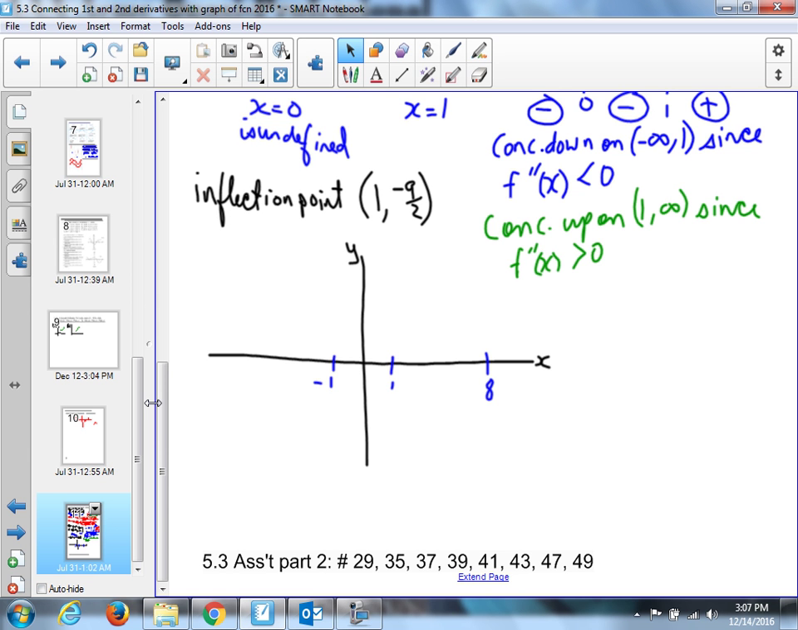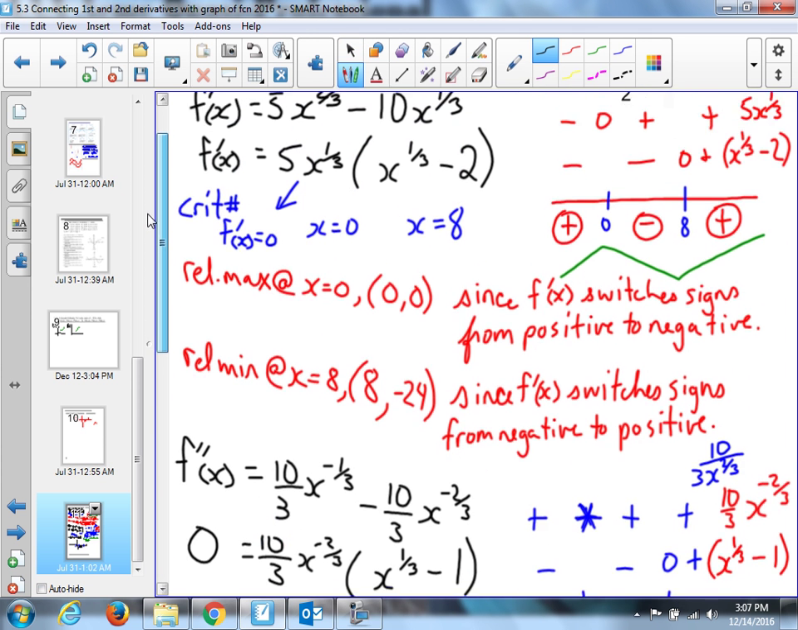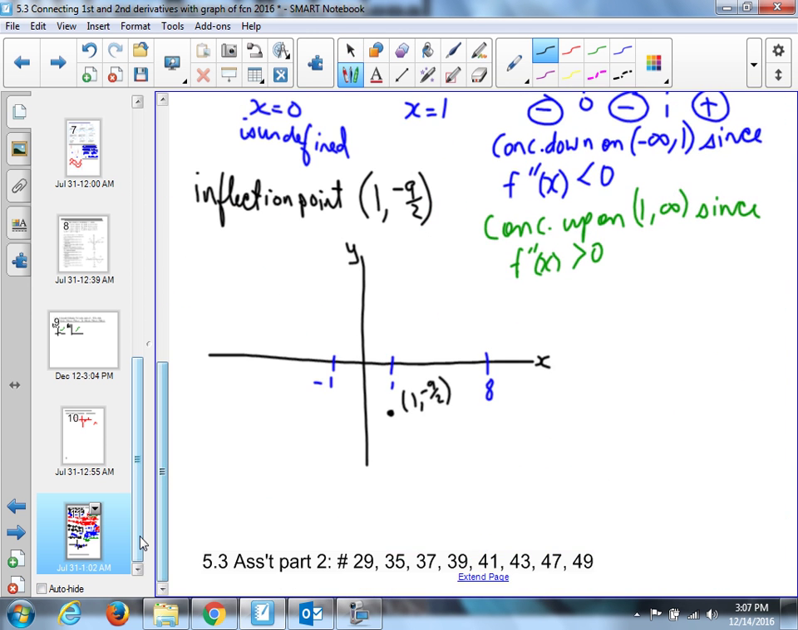Now, does this concave up business? I'm going to switch to this pen here. 1 and -9 halves. -9 halves is like -4.5. Okay. So this is my 1 and -4.5, right? What's my min again? 8 and -24, was it? Yeah. So I'm not drawing this to scale, so I'm just going to call this 8 and -24 here. And my 0, 0 was my maximum, right?